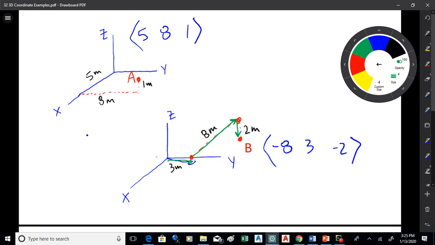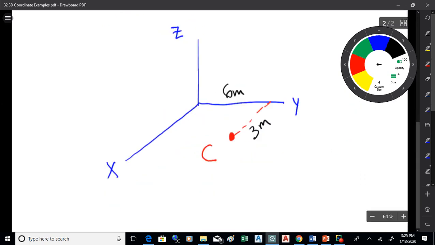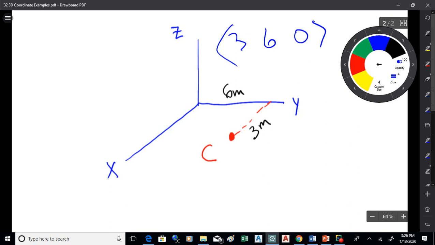And we got one other here. The title of this one should be Don't Overthink It. So what do we got? Yeah, 3, 6, 0. See, there isn't a Z component. So that one's in the XY plane. Okay? So, you all right with that? Good?